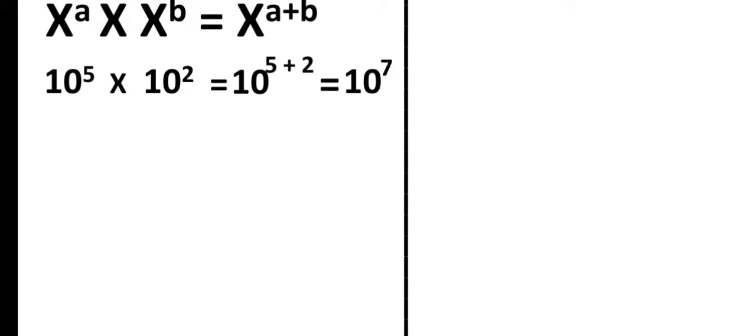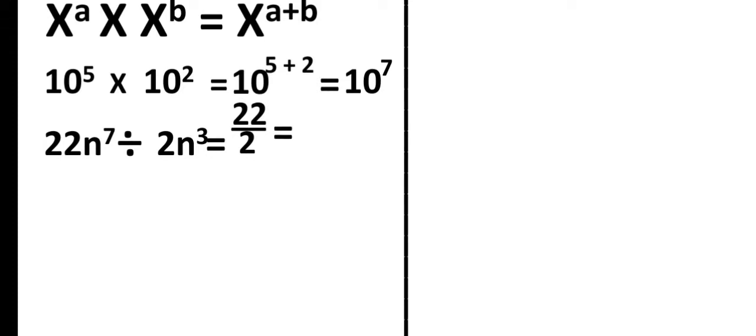Also for the subtraction law, where we have 22n raised to the power of 7 divided by 2n raised to the power of 3, we found out that the coefficients of n for the two are different. So we divide them as usual, 22 divided by 2, which will give us 11.